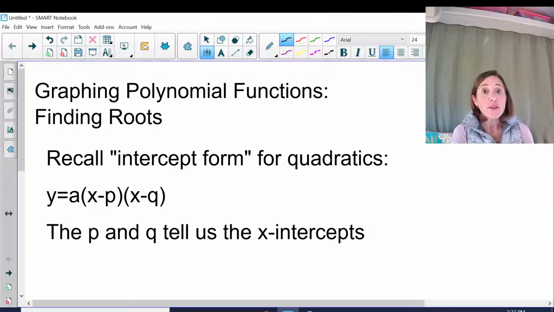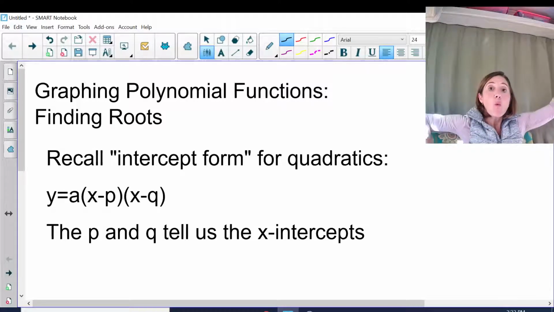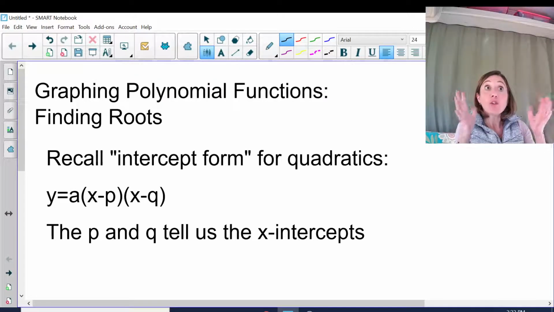Hello. So far with graphing polynomial functions, we have focused on the end behavior. What is happening on the far ends of the graph? We've totally ignored the crazy stuff that's going on in the middle, and that's what we're going to look at today. Can I figure out what's going on in the middle of this function?